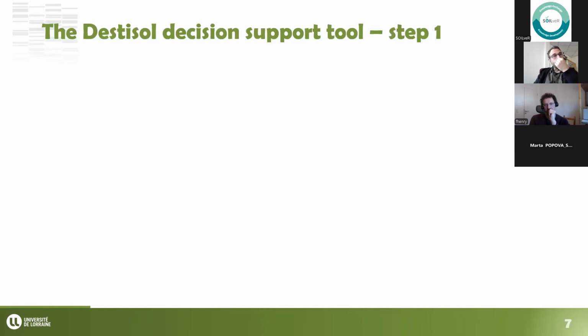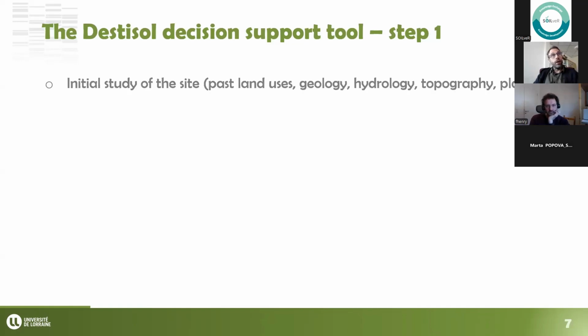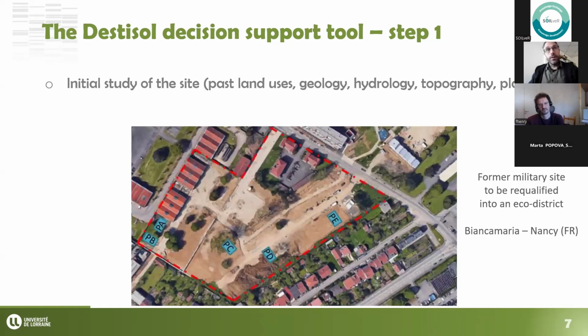So our tool, our method, is in multiple steps. Step one, very similarly to what François explained, is based on an initial study, and maybe for some of you that work on contaminated land, this is almost the same. Let's make an analysis of the site by looking at the past land uses, the geology, the hydrology, topography, plant cover. And to support this presentation, I will give as an example a site located in Nancy, in the northeastern part of France. This site, as you can see here, is rather small and is a former military site.